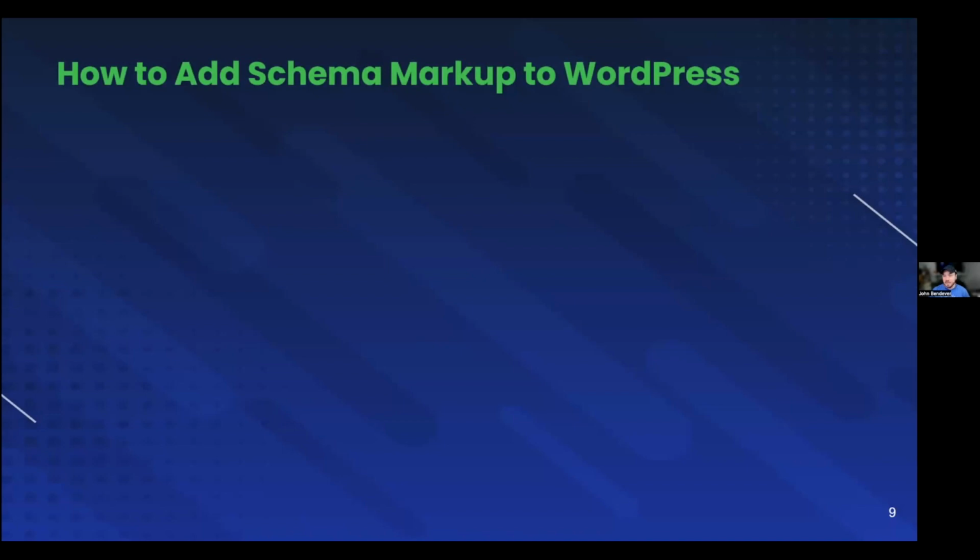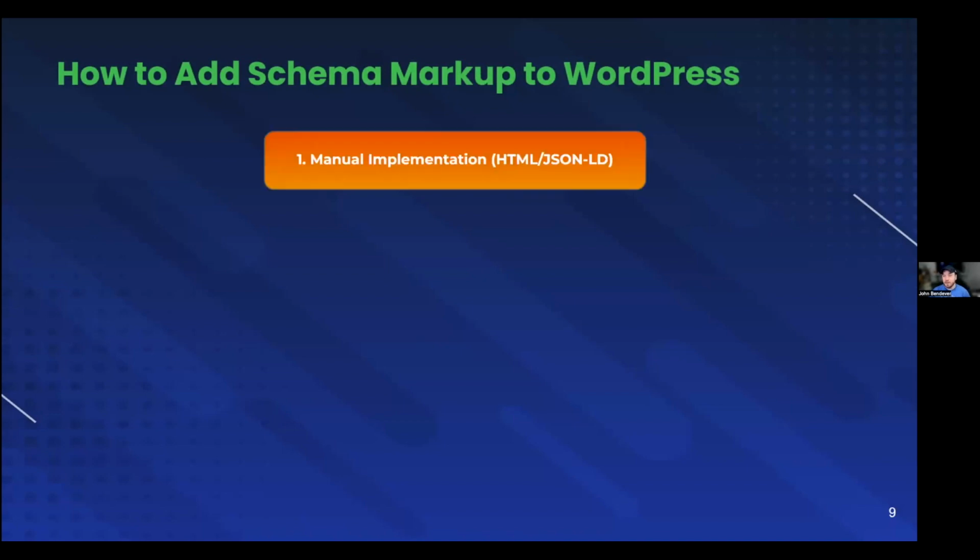How do we add schema? There's a few different options. My least favorite is the manual implementation where you can actually go to Google has a site that has a JSON schema builder. There's a few other sites out there that will let you build schema for free. You copy and paste that into the header of your website and it's statically there.